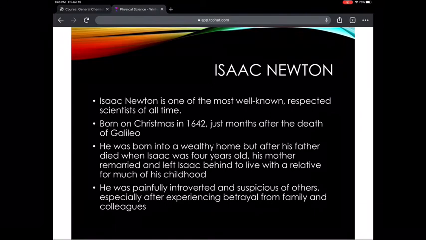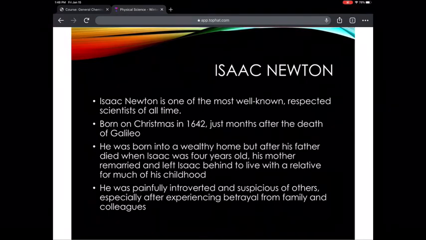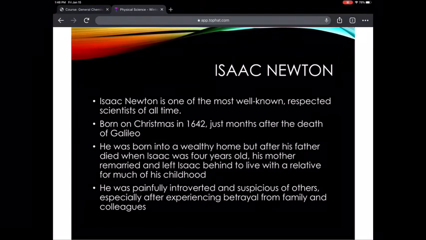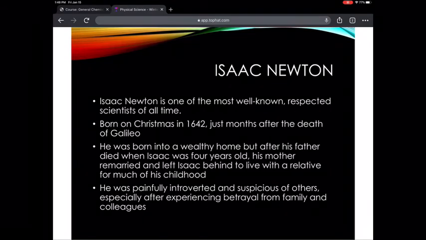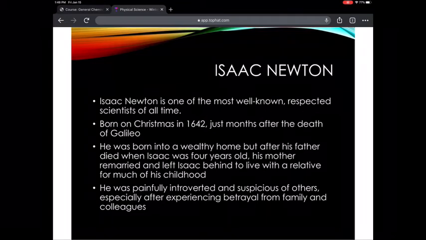Then came Isaac Newton. Isaac Newton is one of the most famous scientists of all time, and rightly so. He is one of the most well-known and respected scientists of all time. He was born on Christmas Day in 1642, just a few months after the death of Galileo. Now, Isaac Newton was born in England. Galileo was Italian. He was born into a wealthy home, but after his father died, when Isaac was just 4 years old, his mother remarried and left Isaac behind to live with a relative for much of his childhood.